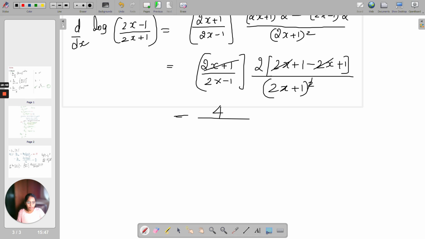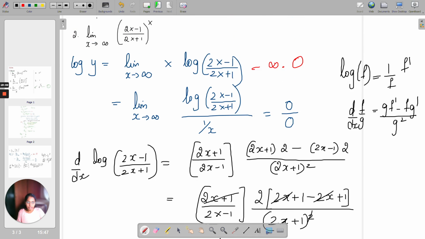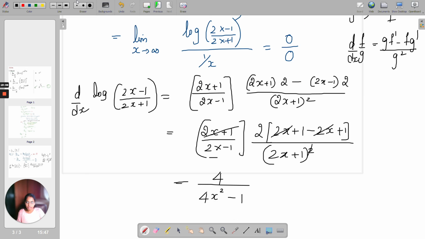So we have a plus b into a minus b. So what is a plus b into a minus b? A square minus b square, right? So that is, we would get 2x the whole square, that is 4x square minus 1. Okay, so let me apply this over here. Yes, let me substitute this.